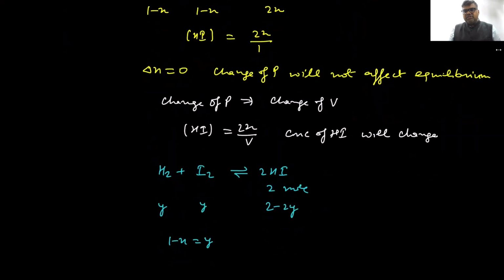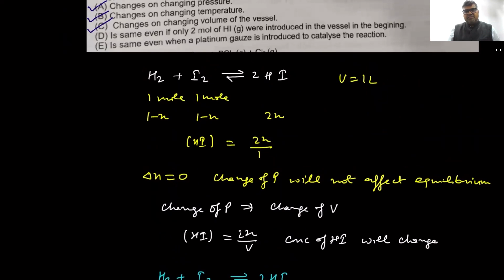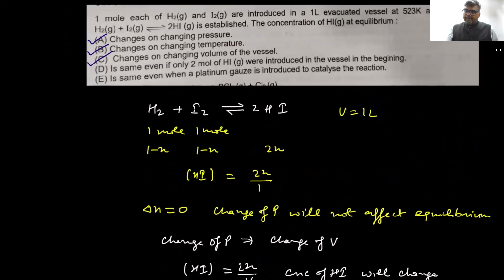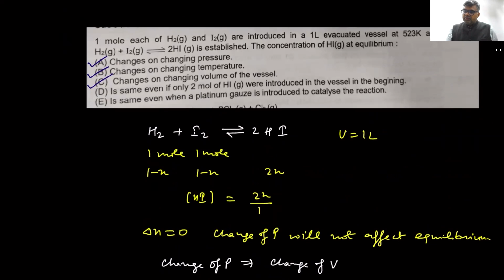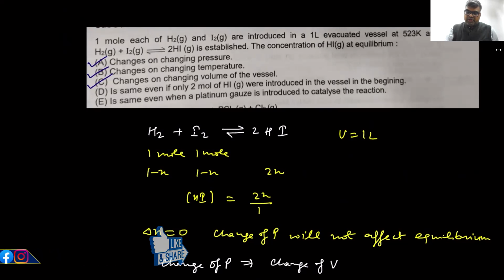That will be a value which is constant now. So any one of you can say that since equilibrium is re-established with the same number of moles and the volume of the container is fixed, the concentration of HI is not affected, it is the same. So this is also a correct option. And the last case given is when platinum gauze is introduced to catalyze the reaction.